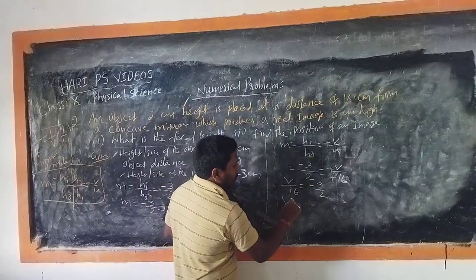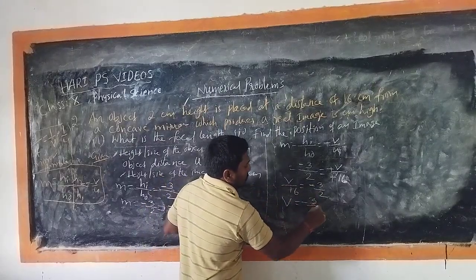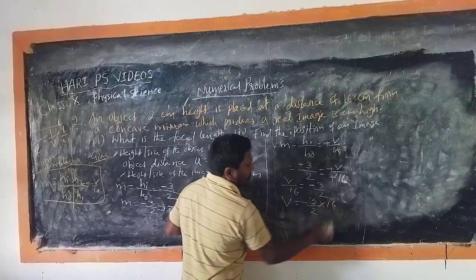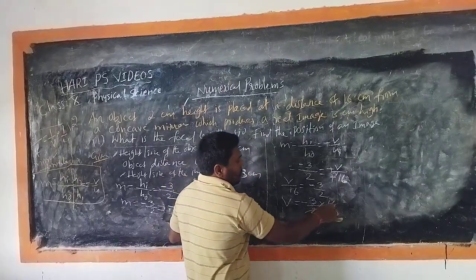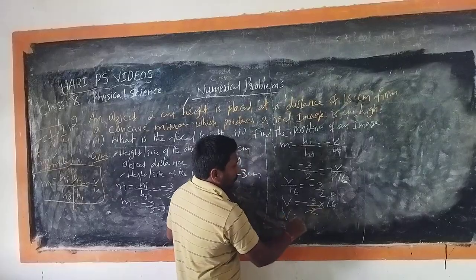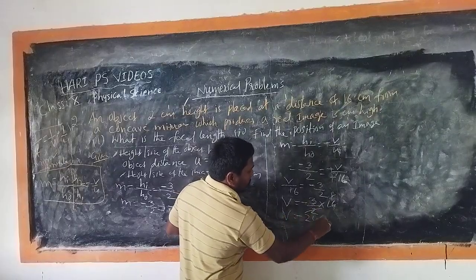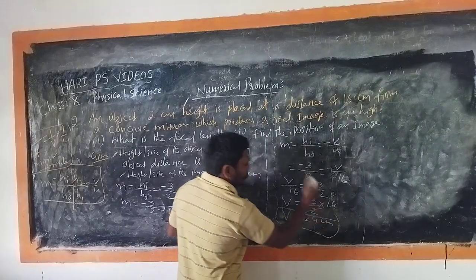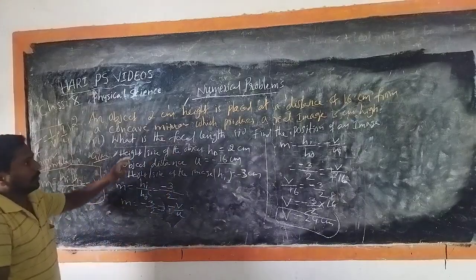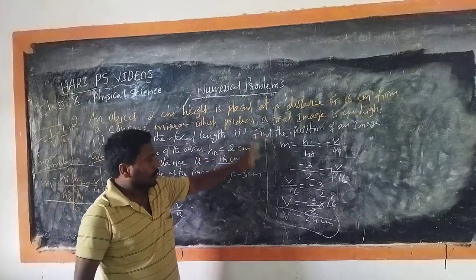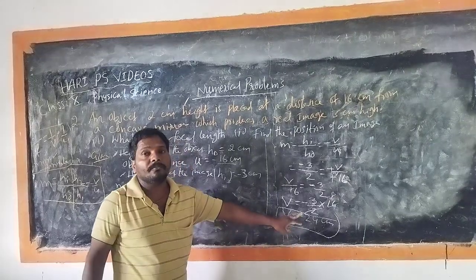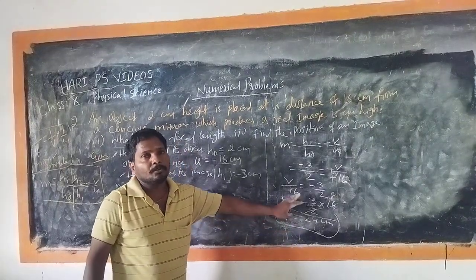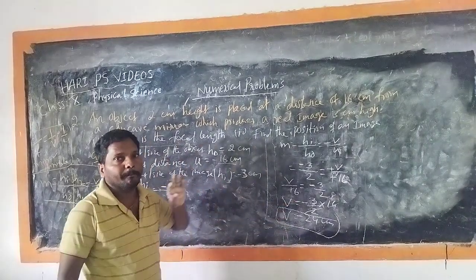From this, v is equal to minus 3 by 2 into 16. Two eights are sixteen, so v equals 24. So what is the position of the image? The position of the image is at 24 centimeters from the mirror.